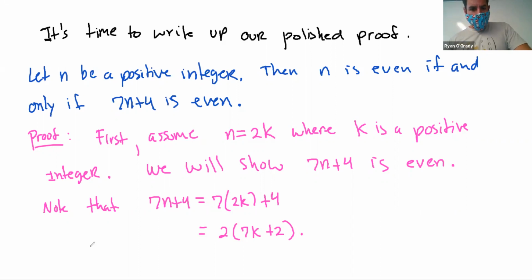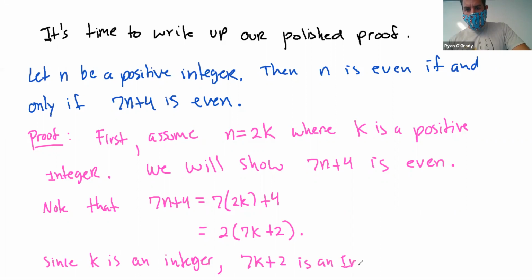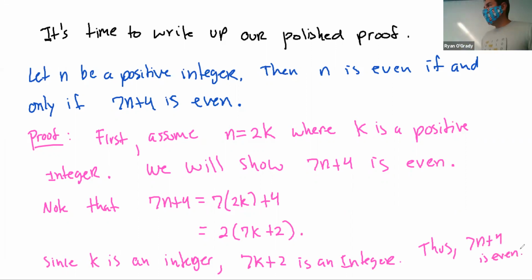So what does this line tell us? Well, since k is an integer, 7k plus 2 is an integer. Thus, 7n plus 4 is even. It satisfies the definition. 7n plus 4 is 2 times an integer.